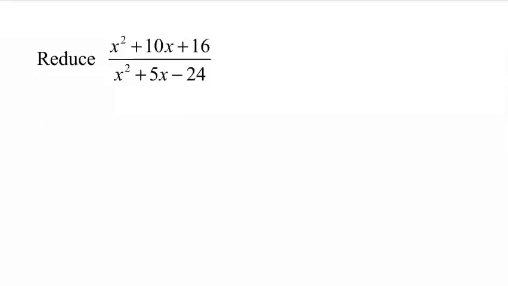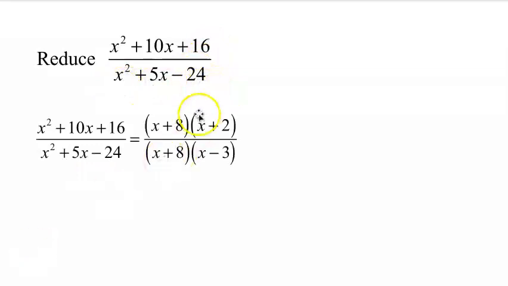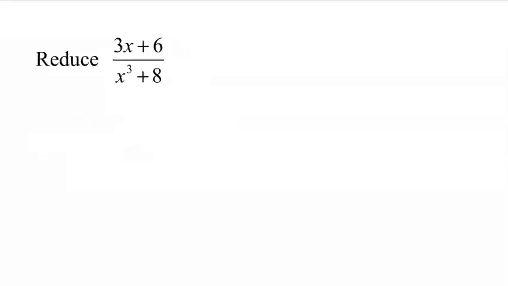X squared plus 8x plus 16 over x squared plus 5x minus 24. Factor each of these. The top one is x plus 8 times x plus 2. The bottom is x plus 8 times x minus 3. In which case we have x plus 8 over x plus 8 can be thought of as 1 over 1. So 1 times x plus 2 over 1 times x minus 3 gives me x plus 2 over x minus 3. And I have one more reducing problem to look at.